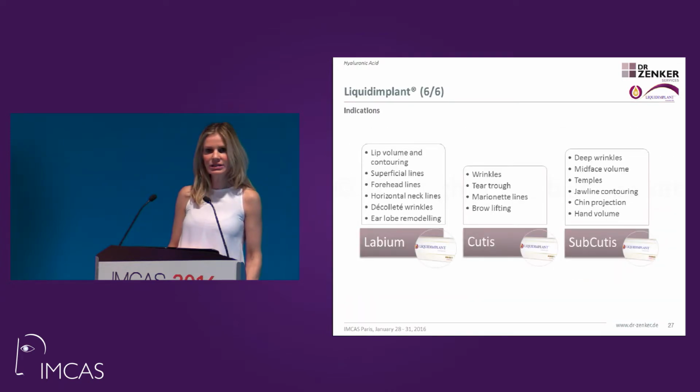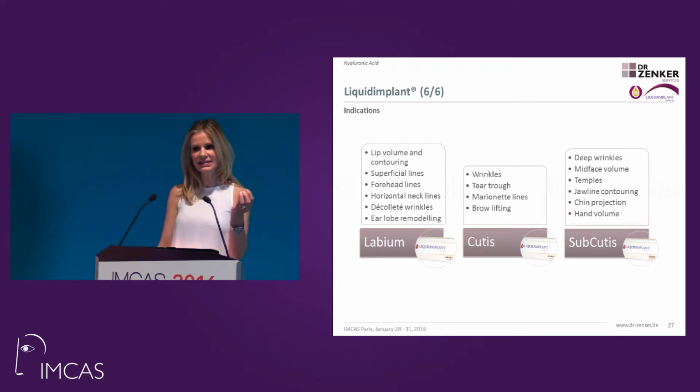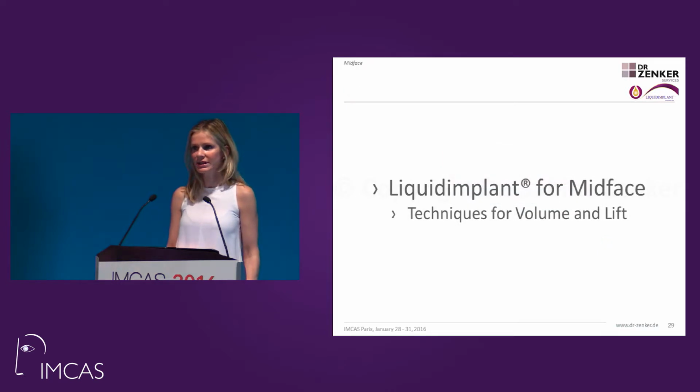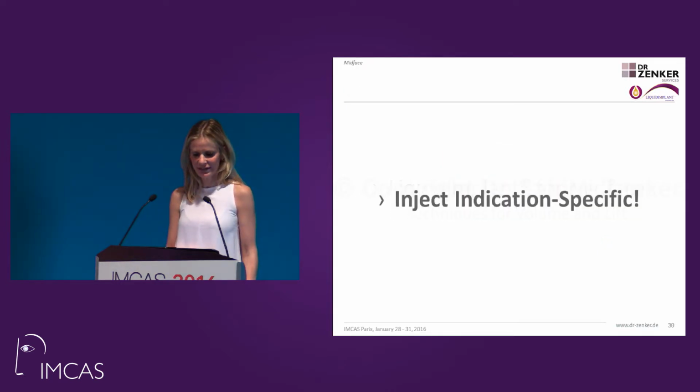What are the indications we can go for with Liquid Implant? It's basically from surface to shape. You have three products for all the typical indications, such as the very fine lines and sensitive areas like the tear trough and lip for the labium, and then cutis for the more pronounced lines and folds, and the shaper and volumizer subcutis for mid-face, hands, etc. So I will show you how to use Liquid Implant for the mid-face today.